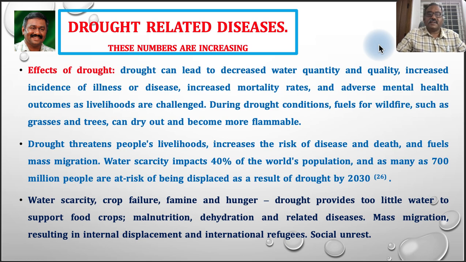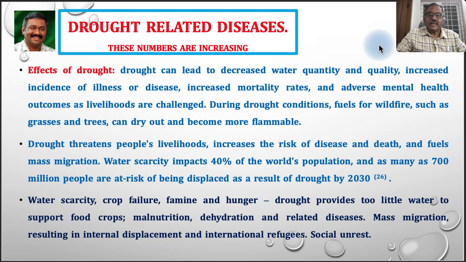Drought related diseases. These numbers are increasing. Effects of drought. Drought can lead to decreased water quality and quantity, increased incidence of illnesses or disease, increased mortality rates, and adverse mental health outcomes as livelihoods are challenged. During drought conditions, fuels for wildfire such as grasses and trees can dry out and become more flammable.